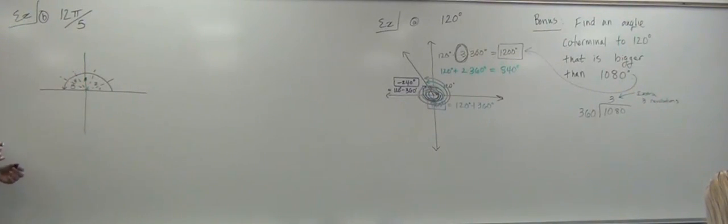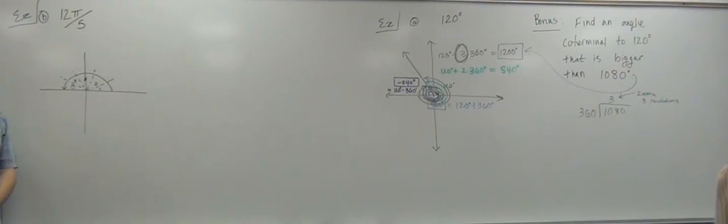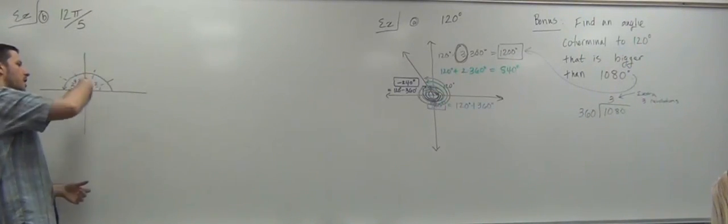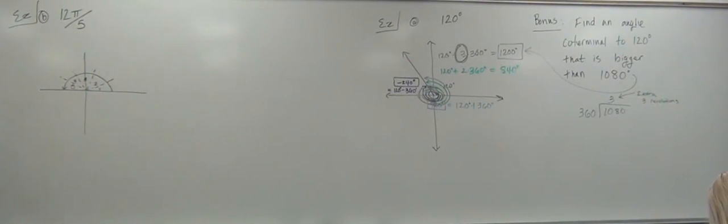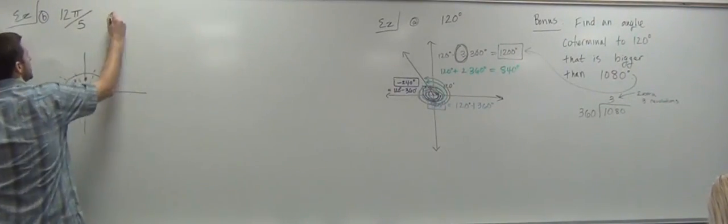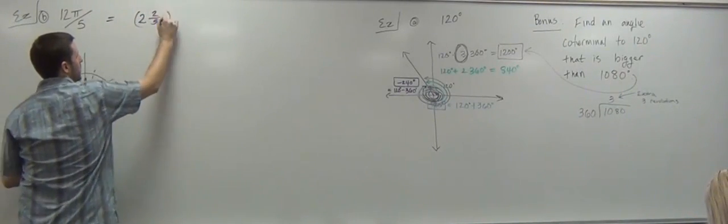4, 5. Now, because this is bigger than 2 pi, I would go ahead and change it into a mixed number first. How do I know this is bigger than 2 pi? Yeah, because 5 times 2 is 10. So I know I've gone more than 2 pi, because 12 is bigger than 10. So in that instance, I know I've gone around more than once, so I might as well change this into a mixed number. This is equal to 2 and 2/5 pi.